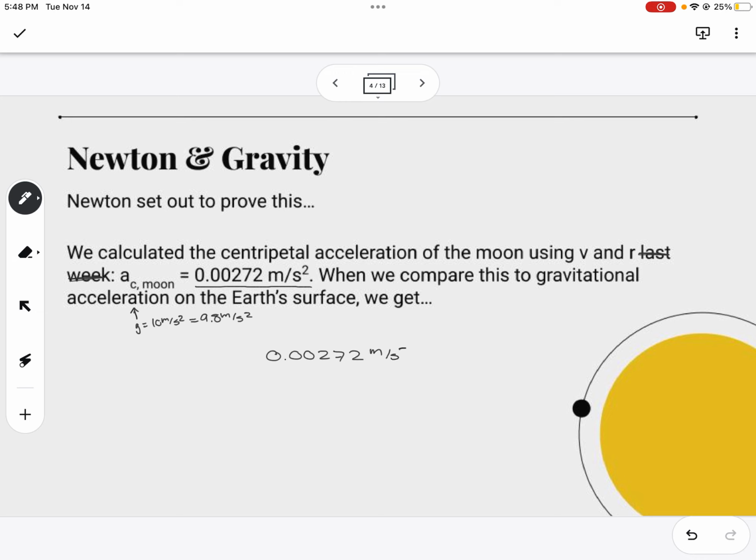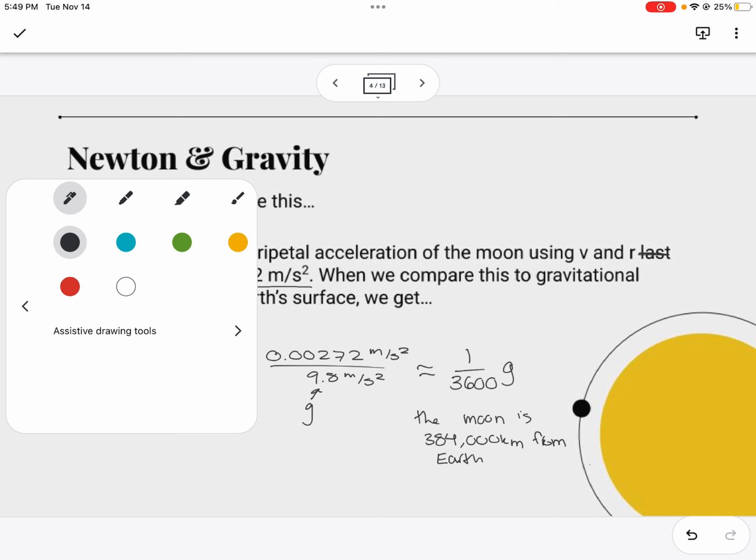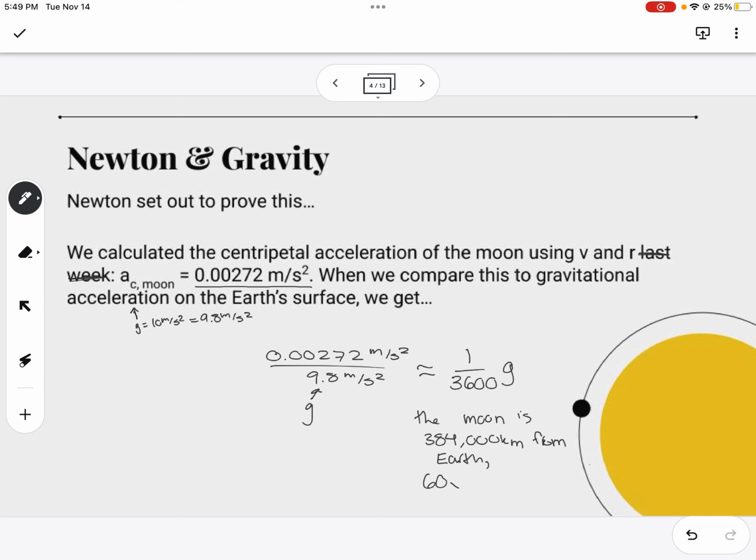0.00272 meters per second squared over 9.8 meters per second squared, or you're comparing it to g, Newton found that this relationship, 1 over 3,600 times whatever that accepted value of g, gravity, is, this is what it simplifies to, okay? And this is an interesting result because the moon is 384,000 kilometers from the Earth, and that's about 60 times Earth's radius.